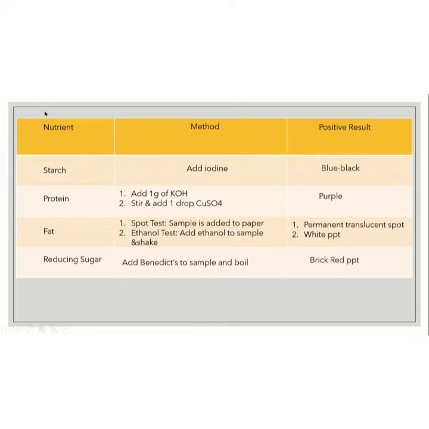Okay, so your nutrients, so what you need to know doing your paper 3 is, what nutrients should I be testing for? These are the nutrients that we usually test for: starch, protein, fat, and reducing sugar. Now, clearly, if you test for reducing sugar and you don't get a positive test, it means that that substance is a non-reducing sugar. You follow what I'm saying? So in doing a test for reducing sugar is also doing a test for non-reducing sugar.